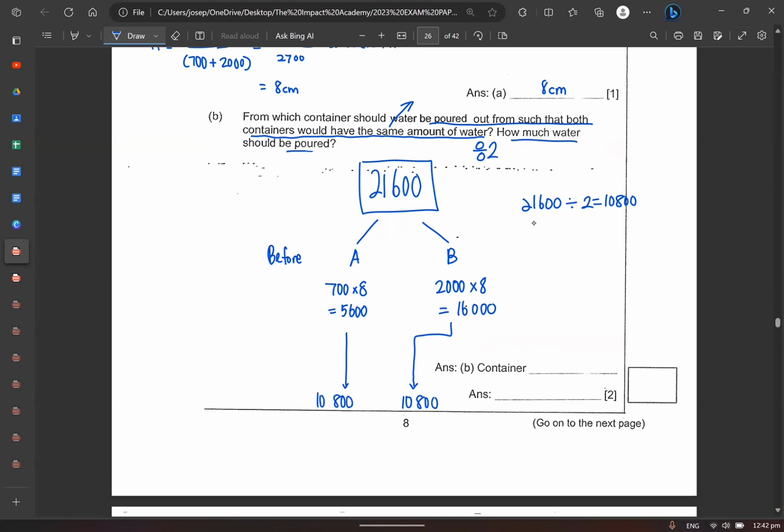So the question says, how much water should be poured out, from which container? It's obvious that it has to be from container B because container B has more. To get from 16,000 to 10,800 means I have to minus, and from 5,600 to 10,800, I have to add. So the question asks how much must be poured out. It means that this is the one they are looking for, the one I've just highlighted in yellow. So we just have to do 16,000 minus 10,800, and we get an answer of 5,200 centimeter cube. This is the amount that has to be poured out of B into A so that both A and B will have the same amount of water.